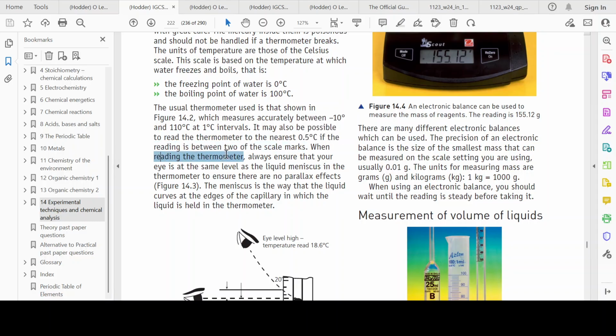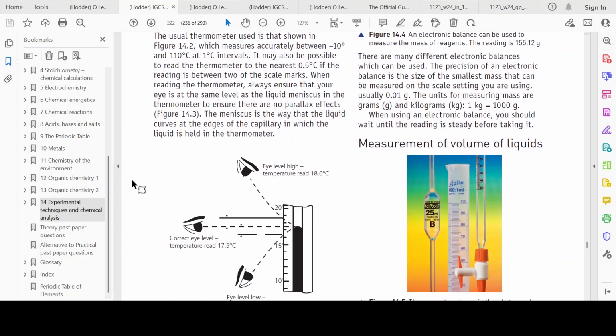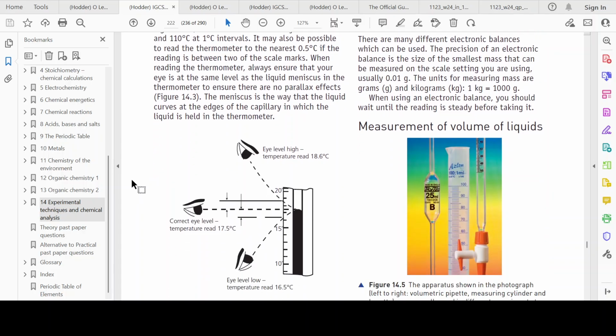When reading the thermometer, always ensure that your eye is at the same level as the liquid meniscus in the thermometer to ensure that there are no parallax effects. So explaining this here, this is something we've covered in physics in chapter 1, way in the beginning. The meniscus is the way the liquid curves at the edge of the capillary in which the liquid is held in the thermometer, right? So some liquids curve up, some liquids curve downwards, right? So some may be convex, some may be concave.